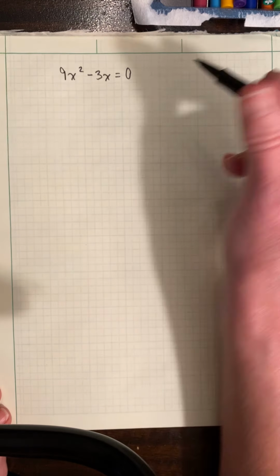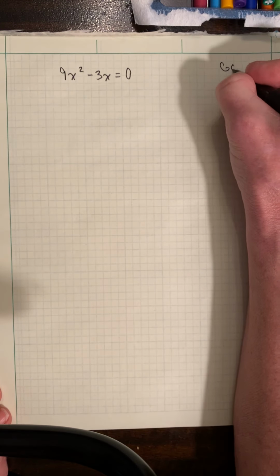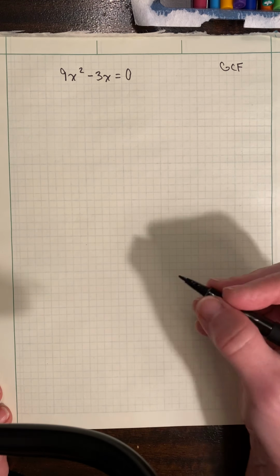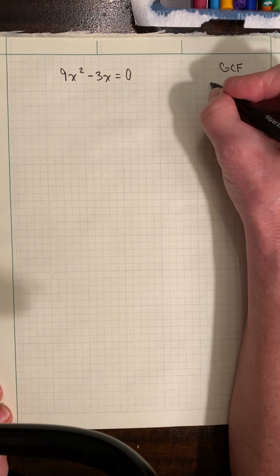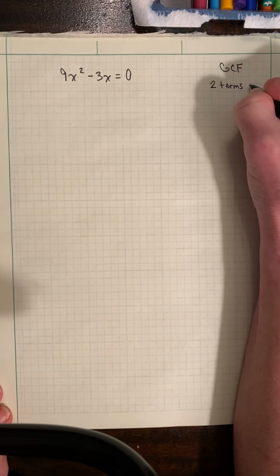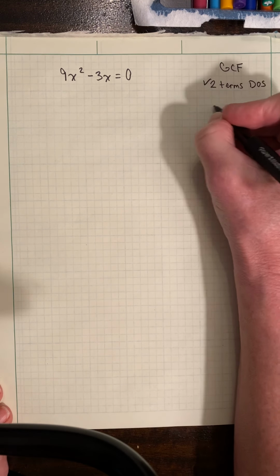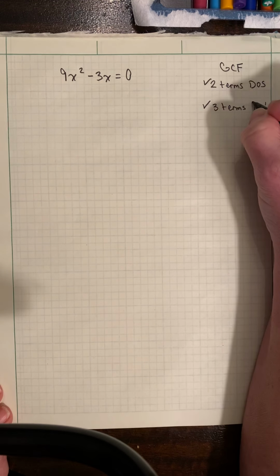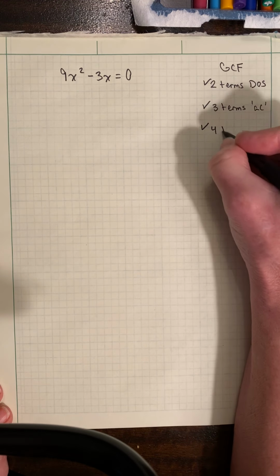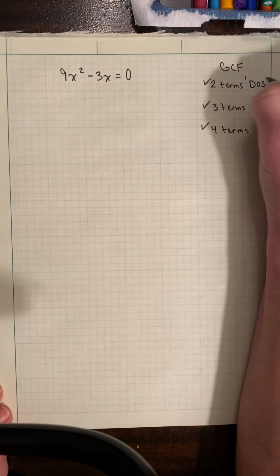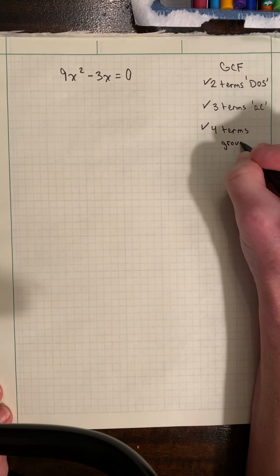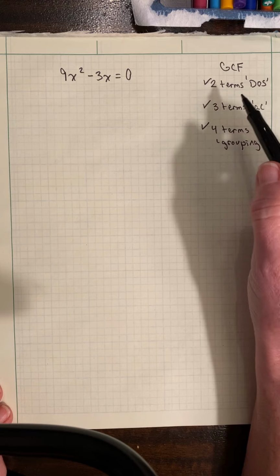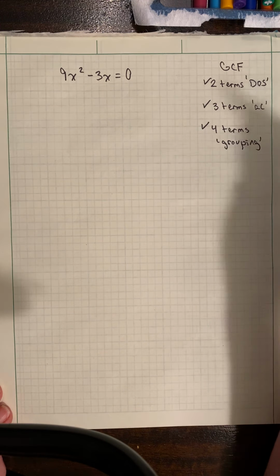Well, the first thing you should check for when you're factoring, always check for greatest common factor. Then after you check for that, you look at the type of factoring based on the size. For two terms, it could be a difference of squares. For three terms, we have our AC. And for four terms, we have grouping. So we always check for GCF, and then we see if we can factor again based on the size of the polynomial.